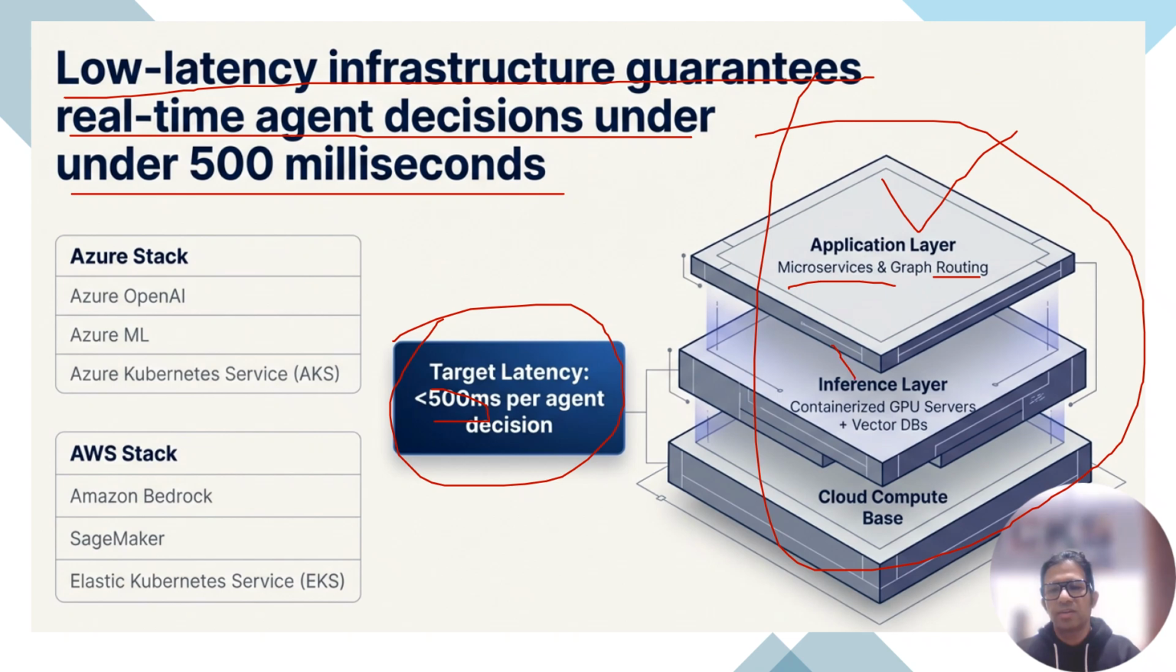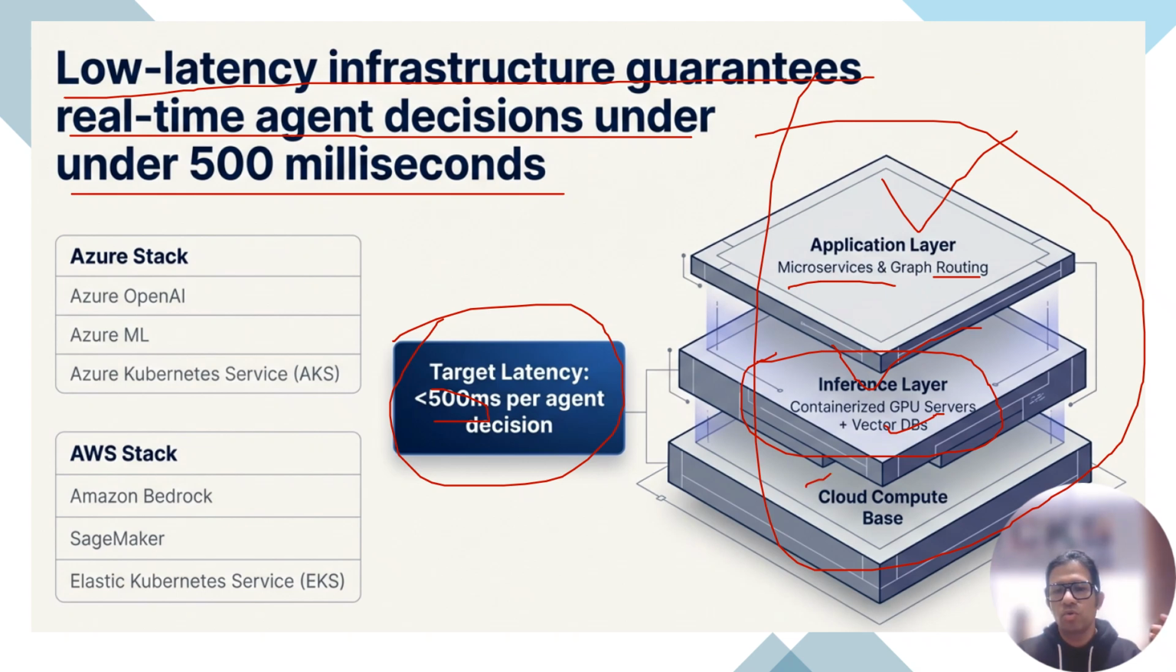Next, come to the inference layer. The inference layer is where AI runs. Containerized GPU servers plus vector databases. This is where we optimize model serving, caching, fast retrieval, and batch requests, because retrieval time plus inference time is the main latency driver. That's why I call it inference plus retrieval.